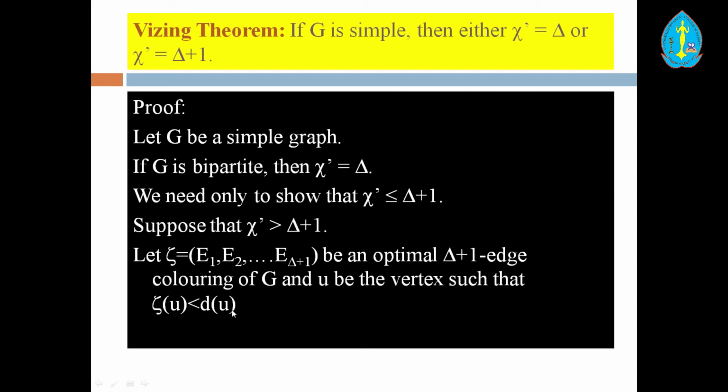Since this is an optimal Δ+1 edge coloring, at least one vertex must receive the same color on its edges, represented at U. Therefore, the coloring is an optimal Δ+1 edge coloring of U. Let U be the vertex such that C(U) < D(U).